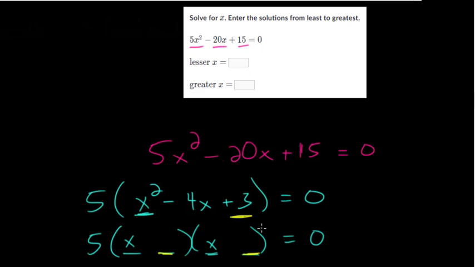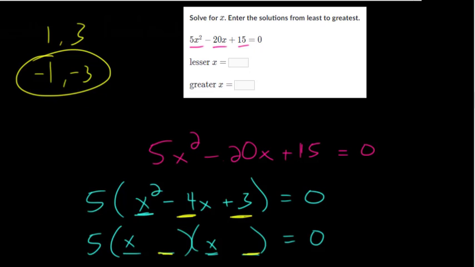So we need to ask, what are the possible factor pairs for 3? And that would be 1 and 3, or minus 1 and minus 3. And then to decide which one of these is the one that we'd use, we know that they have to add up to the coefficient on x. So in this case, minus 4. And that would be this one, minus 1 and minus 3. So we can put minus 1 and minus 3 into our expressions here.